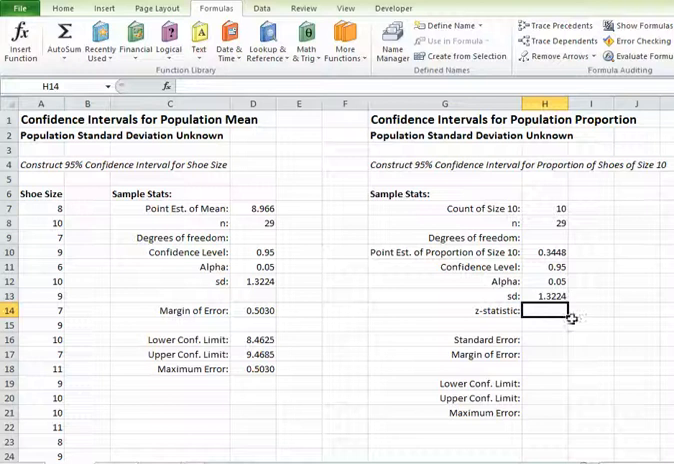Sure enough, same value, 1.3224. Now the z-statistic. It's not quite as easy. There's not a nice margin of error function for doing proportions in Excel. So we need a z-statistic.